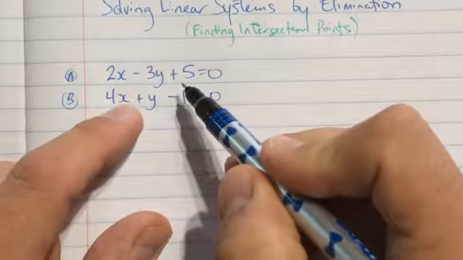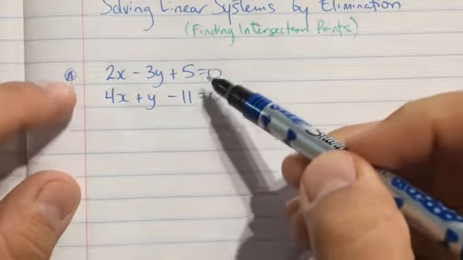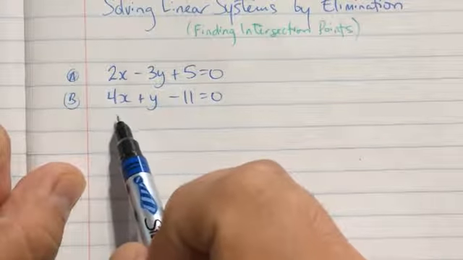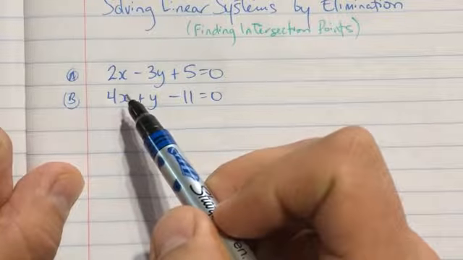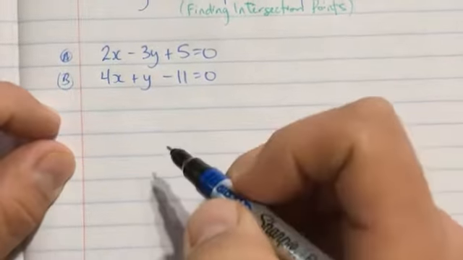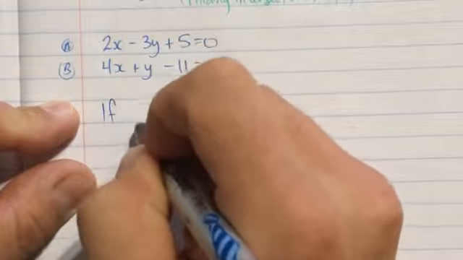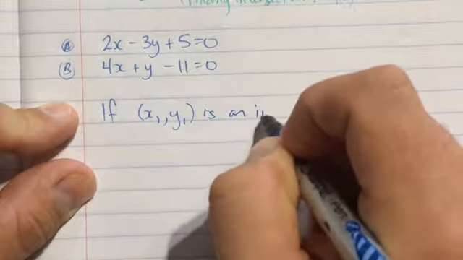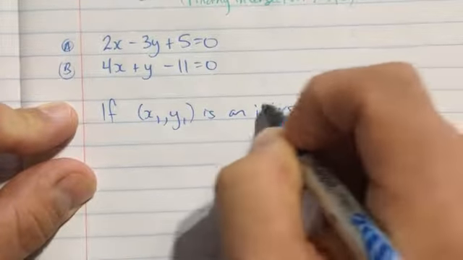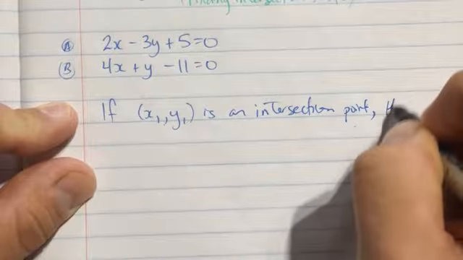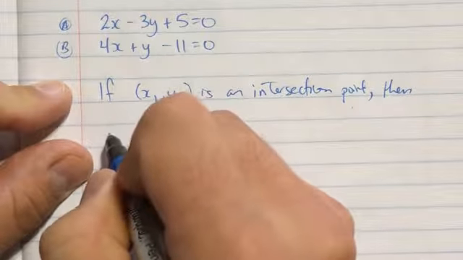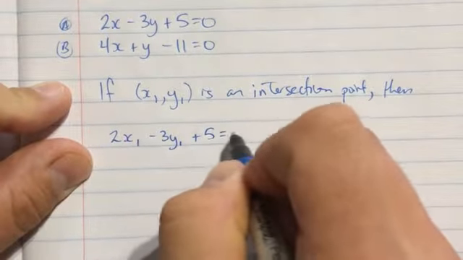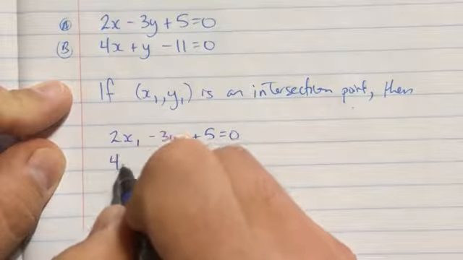The way we do it is by trying to change one or both equations so that, for one of the variables, they end up with the same coefficients with opposite signs, so we can add them together. But the very beginning looks exactly the same. If x1, y1 is an intersection point, then we know this to be true. We know that the first equation will be true at that point, and the second equation is also true at that point.